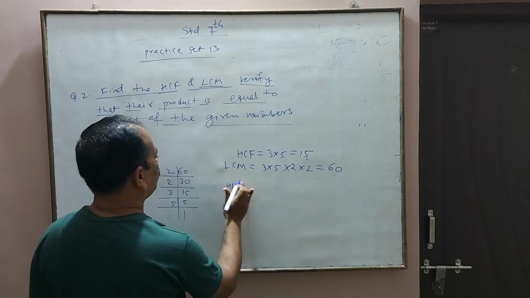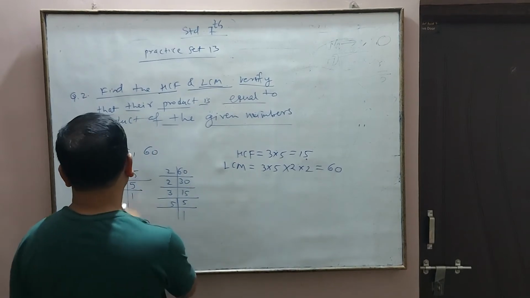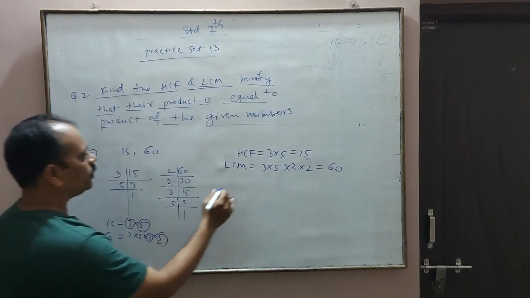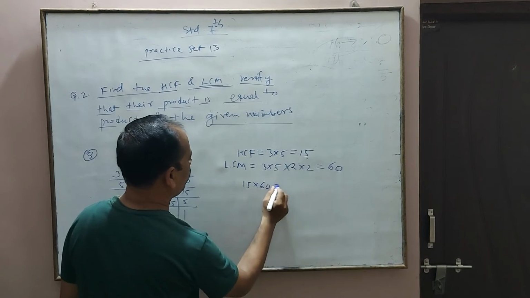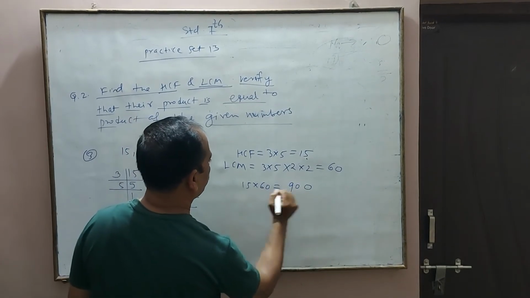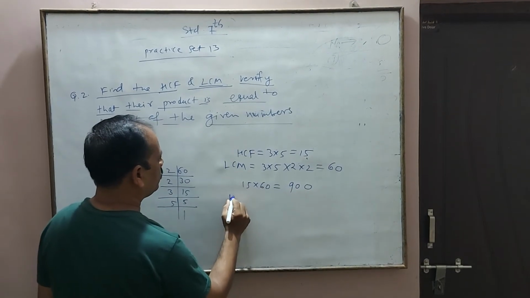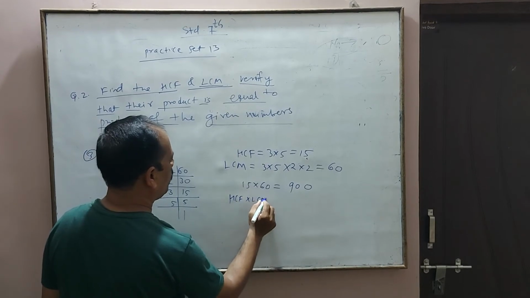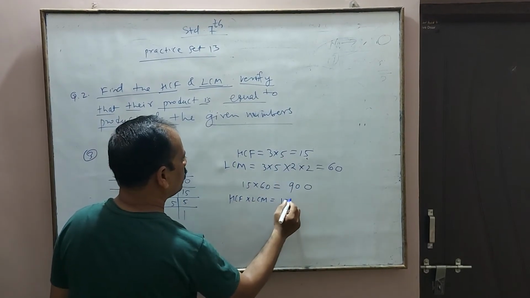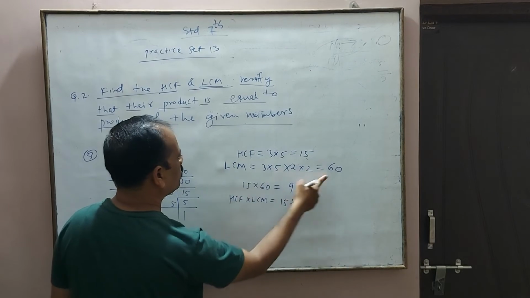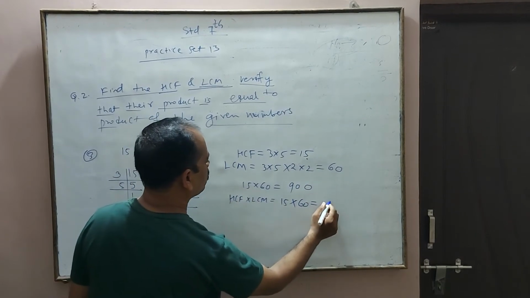Now first I find the product of two numbers. Which are the two numbers here? 15 and 60. 15 into 60, I find the answer. It is 900, and SCF into LCM, that is SCF is 15 into LCM is 60. Again, 15 6s are 90.